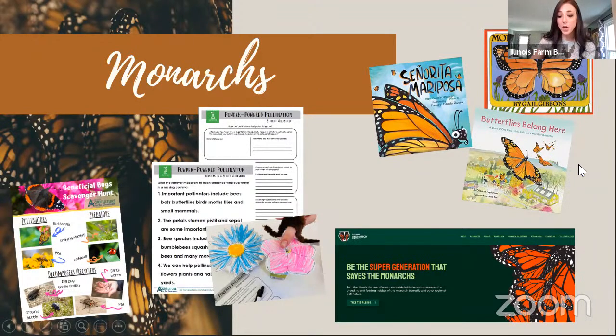And then Butterflies Belong Here looks at a real story about real change and how students, no matter how small you are, have a lot of power to make a change in the world. It's a really good book about a little girl finding herself when she didn't fit in, and then she becomes the leader of a movement to protect the butterfly. So it's a really cool story.